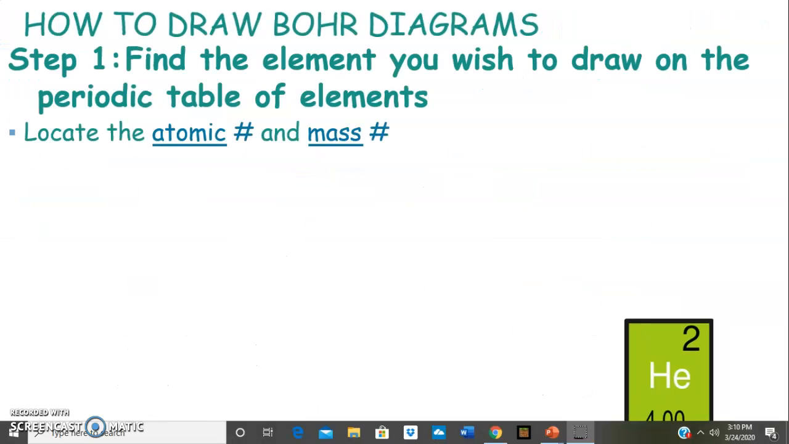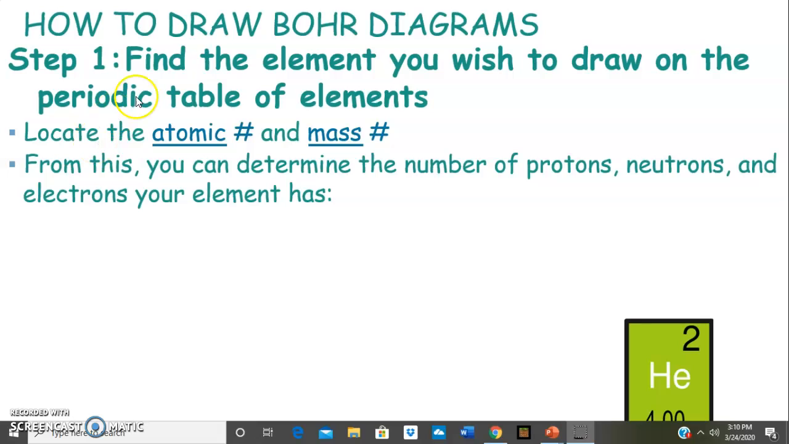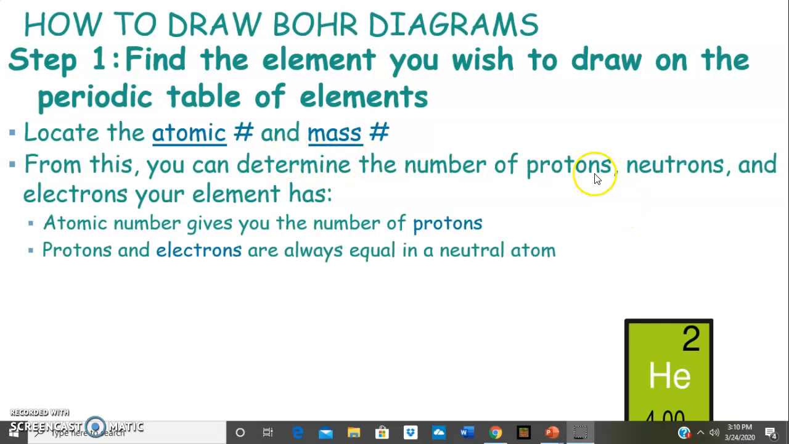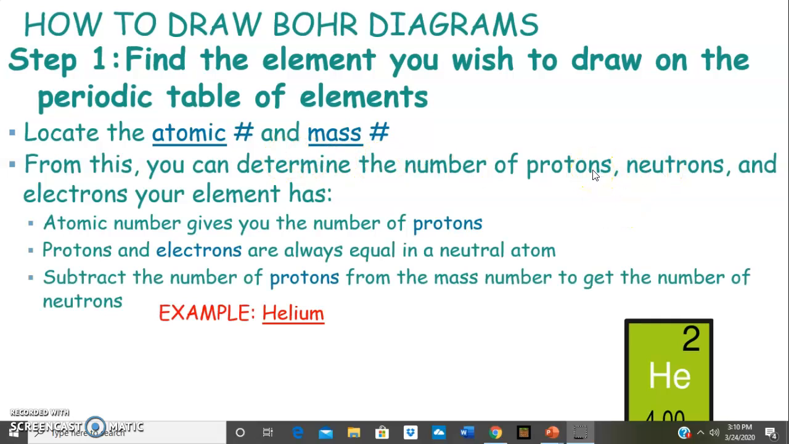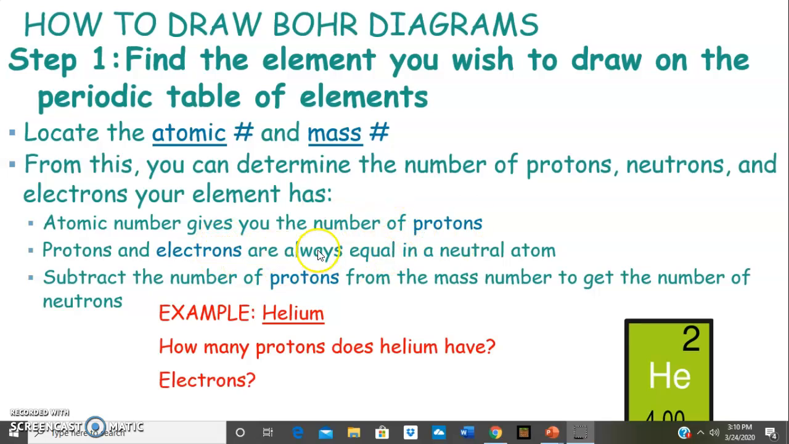All right, so let's go over how to draw Bohr diagrams really quick. First, you want to find the element that you want to draw on the periodic table. You're going to look for the atomic number and the mass number, and from this, you can determine the number of protons, neutrons, and electrons. I'm not going to go too much into detail because we've done this before.